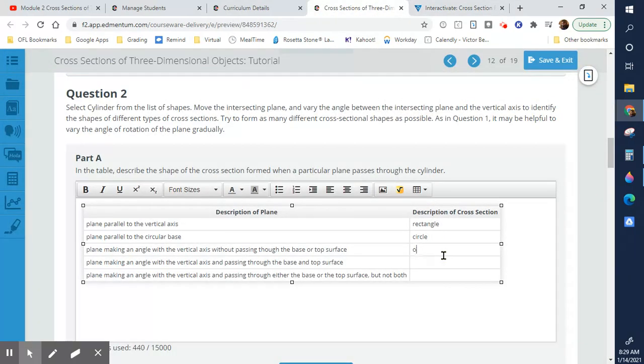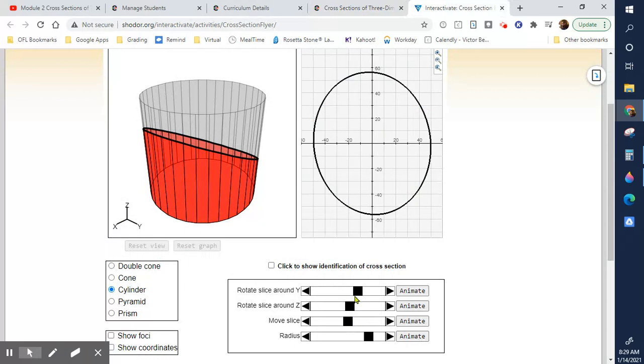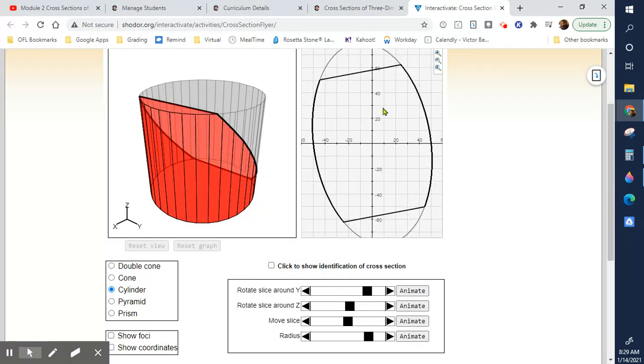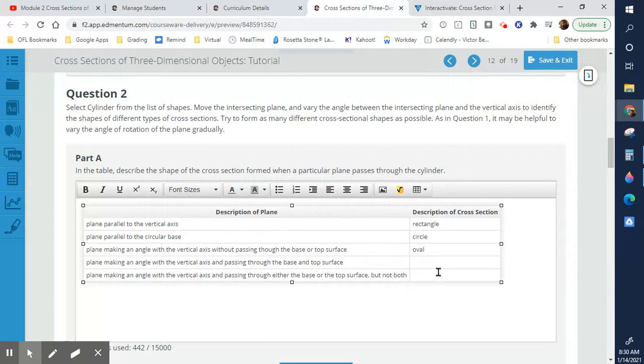It's technically called an ellipse, but I think Edmentum's operating under you not knowing that. Making an angle with the vertical axis passing through the base and the top surface. So the top base as well. So we're going to have to change this angle. And we see that it's an oval with flat sides. I don't know why they continue showing the curve, probably how they program it, but it's this flat side with these curved sides right here. All right, so oval with flat edges.